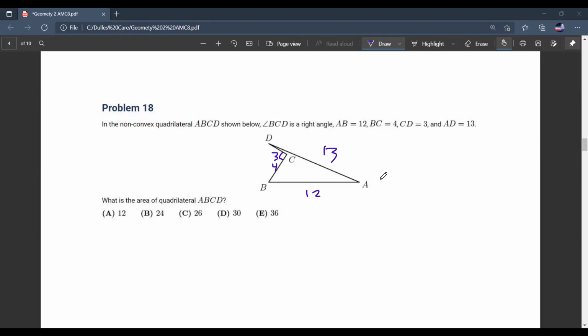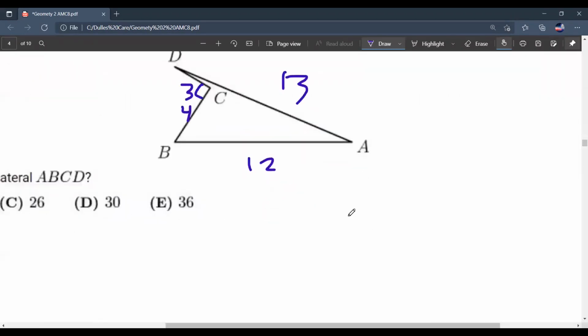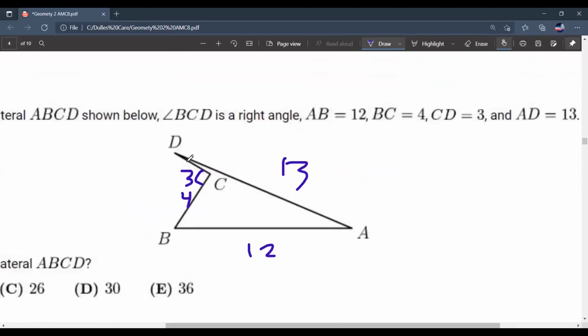So ABD minus BCD looks really promising, right? What Helena, I believe, wants us to do is connect DB. This problem is just begging us to connect DB. So we know that DCB is a right angle. So then we have a 3, 4, 5 triangle, right? We have 3, we have 4, we have a right angle. This is 5.